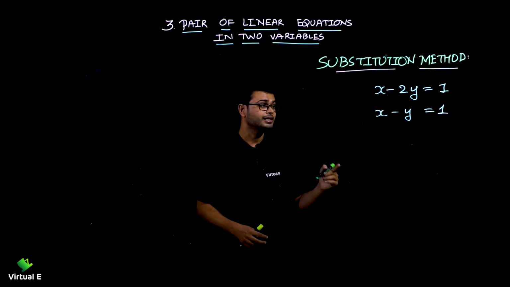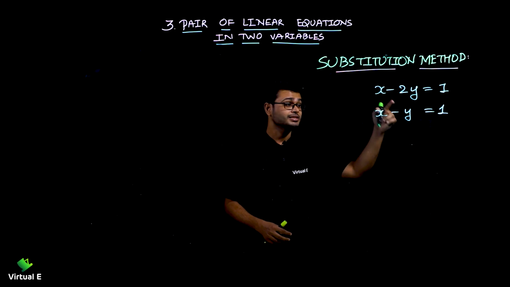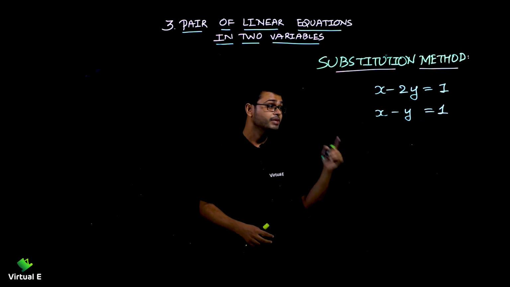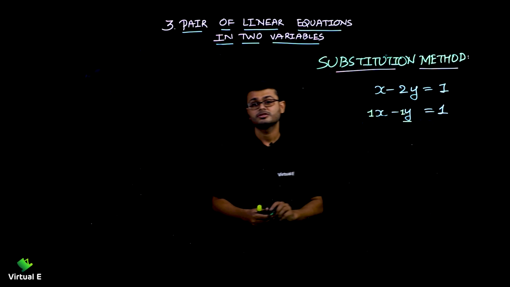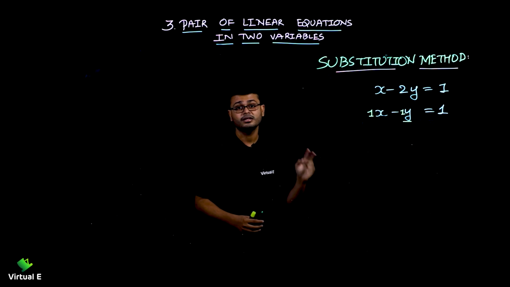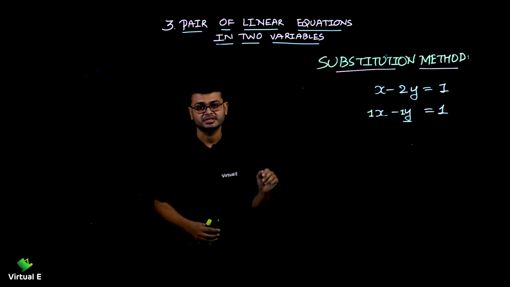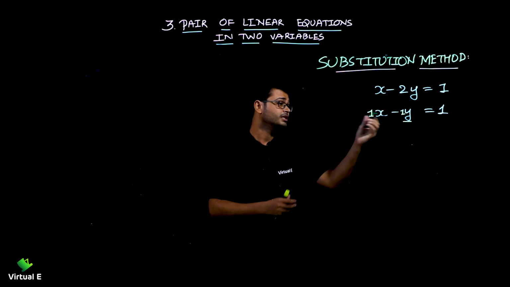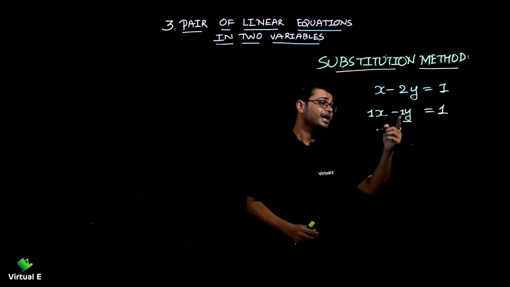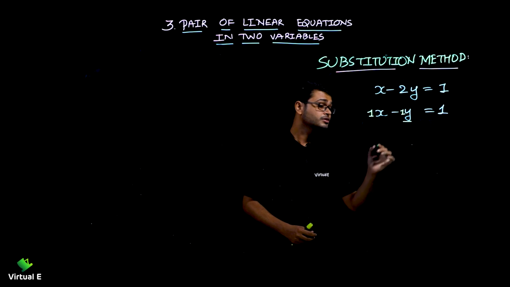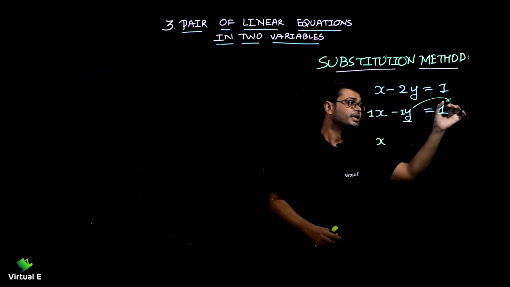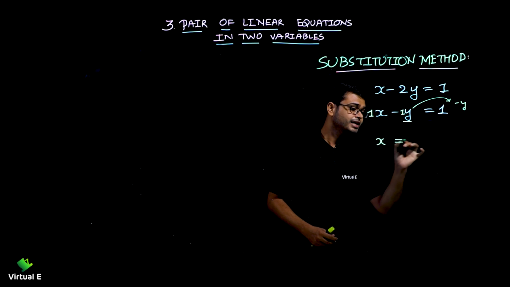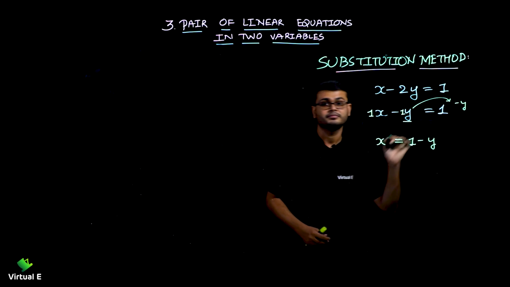The reason why I am choosing the second equation for substitution is because the coefficient is 1 here and here as well. So there will be no denominator, otherwise it will be in the form of fractions. So let's start with the substitution. First of all, I'll make y the subject. So I will shift y over here again. So x, and as I'm shifting y, that will become minus y. So I will be getting 1 minus y.